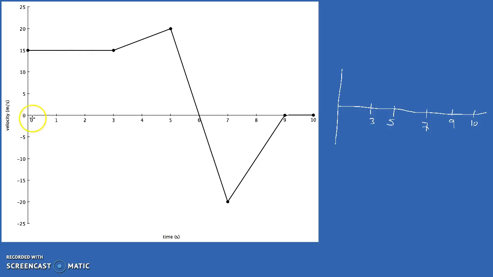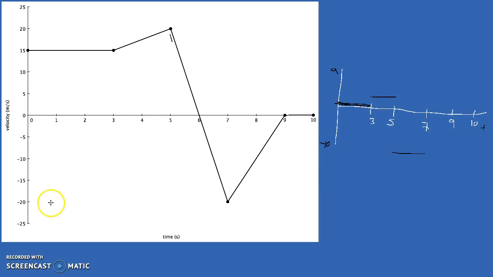I'm going to go fairly quickly through this part. The slope from 0 to 3 seconds is 0. We have a constant velocity. Speed is not changing, so acceleration is 0. Then from 3 to 5 seconds, it increases 5 meters per second in 2 seconds, giving us an acceleration of positive 2.5 meters per second squared. Then from 5 to 7, we go from 20 to negative 20 meters per second in 2 seconds.